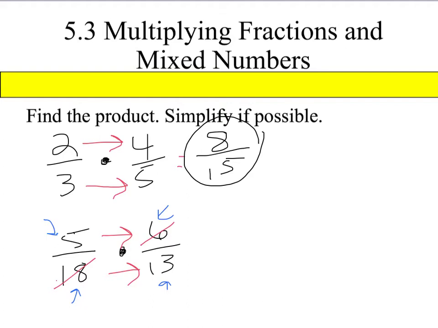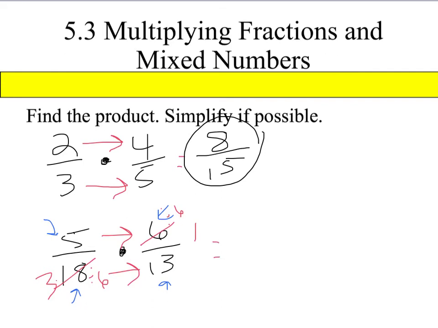Okay, so when I have a common factor between those two, I divide by 6. So I take 6 divided by 6, and I get 1. And then I take 18 divided by 6, and I get 3. Okay, and I'm going to show you why this works.